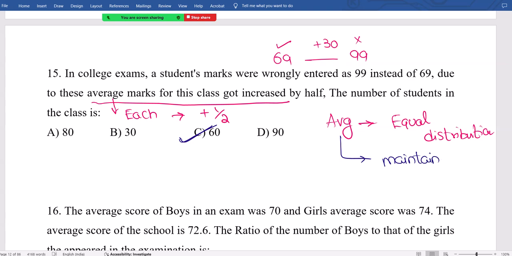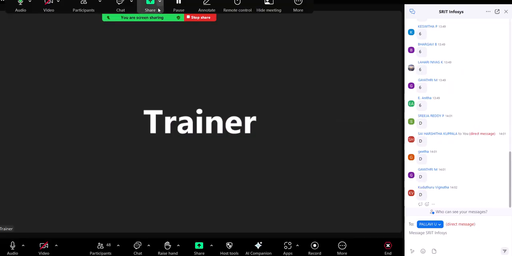When total 30 added, each one got half extra, right? So number of students is 60. That's option C. Any doubt in this one, please? Yeah, previous question option D correct.